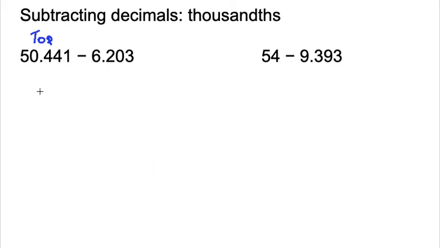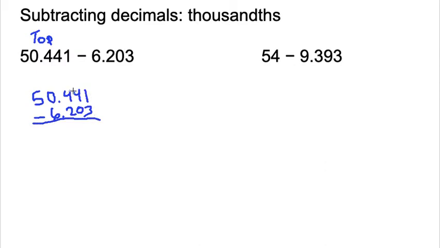Okay, so we set it up into our standard algorithm. It's 50 and 441 thousandths, and we're going to take away from that 6 and 203 thousandths. So you line them up like that. Again, the decimals need to line up, and then it's just following the subtraction just like you've done before.